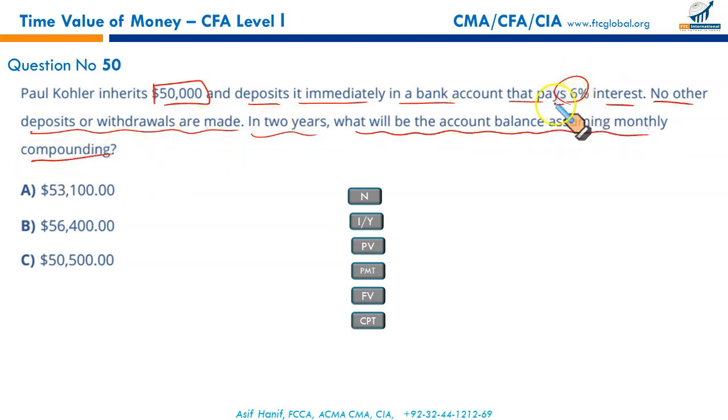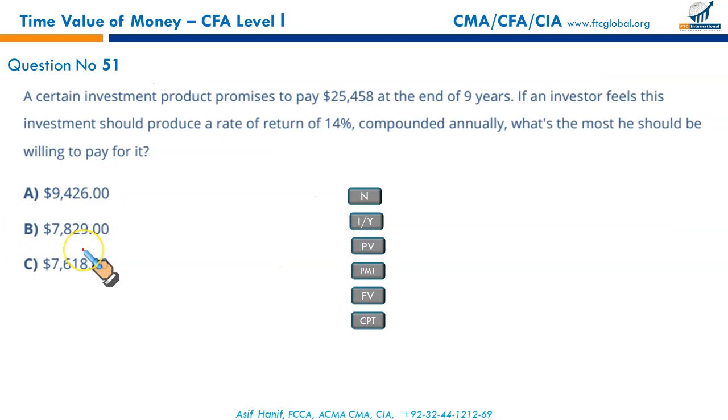If it's monthly compounding, you will have to convert to a monthly rate: 6 upon 12, that's 0.5. Since you're talking about 2 years, how many months are there in 2 years? Of course, 12 into 2, 24. Interest rate 0.5. The investment you're making right now is negative 50,000, negative meaning outflow. No periodic payments. CPT, FV, and straight away you get 56,400, and there you go. B. Gentlemen, speed and accuracy.